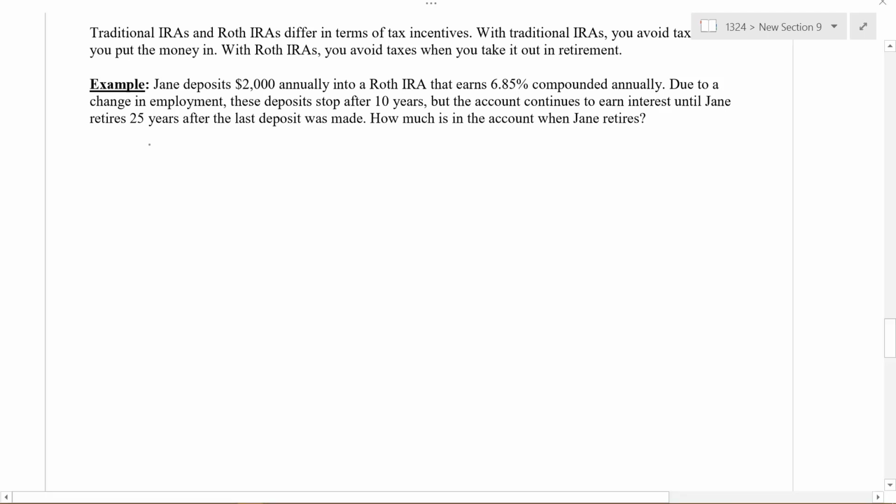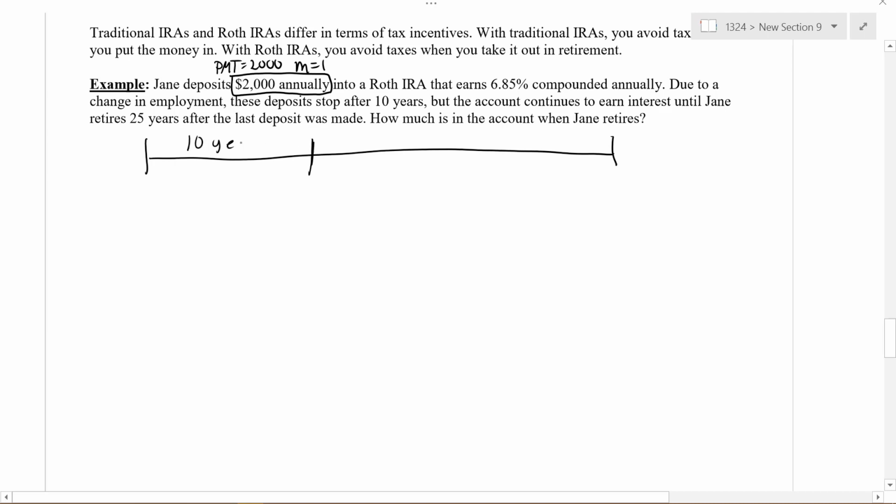Okay, so I'm going to set up a little timeline here of what's going on. She deposits $2,000 annually, so once a year. Just write that down. There's our M value of 1 and our payment being $2,000. Due to a change in employment, these deposits stop after 10 years. So here's the first 10 years. For the first 10 years, she's making regular payments of $2,000. But after 10 years, the deposits stop. So she stops making deposits.